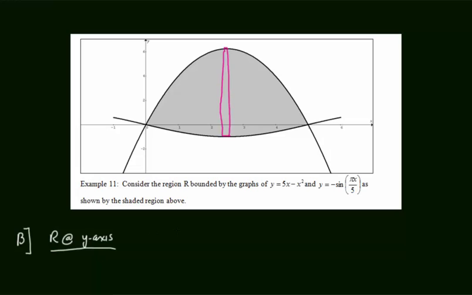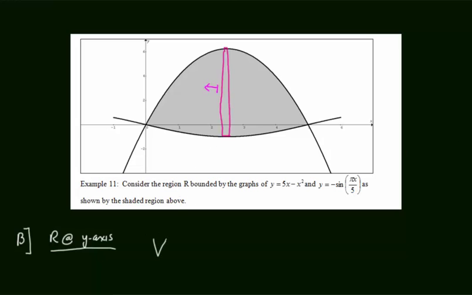In part B, we're going to take the region and revolve it around the y-axis, or x equals 0. So we're taking a vertical rectangle and ultimately going to revolve that against the grain. Okay, so let's get ready to set this up.